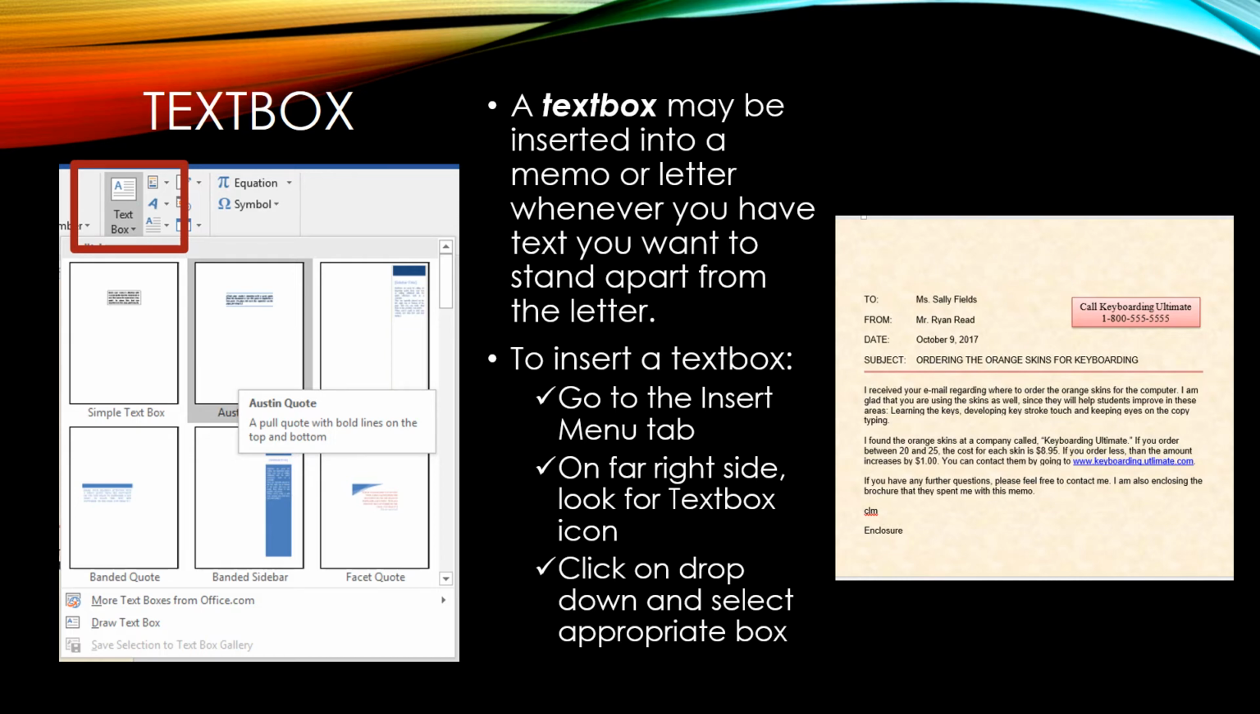If you look on the right side of the slide, you will see that there is a memo that has a text box added to the memo. What's included in the text box is the name of the company and who to call. They wanted this to stand apart from the letter, so what they did was they included a text box so the customer could easily find their telephone number. This is a good example of using a text box in a memo or a letter.